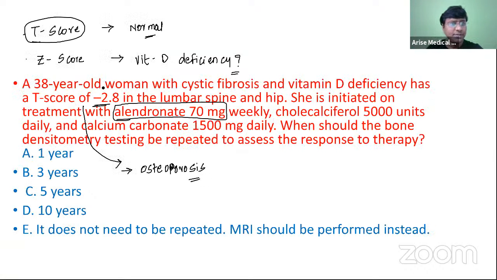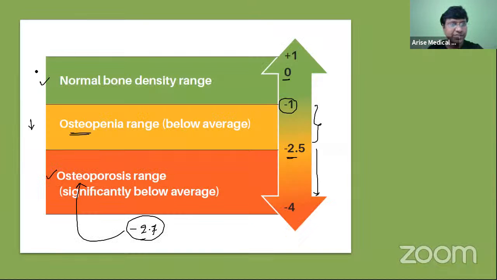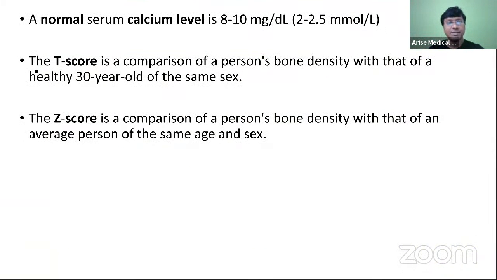At the same time, you should also know what the Z-score is. Let me tell you what the T-score and the Z-score are. T-score is a comparison of the person's bone density with that of a 30-year-old healthy individual of the same gender. That is your T-score.